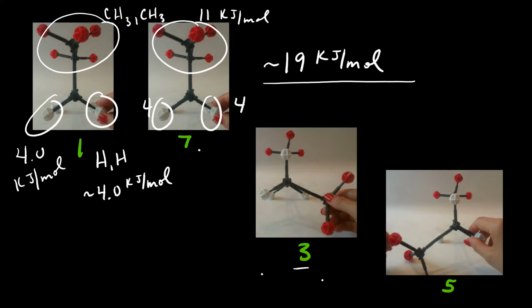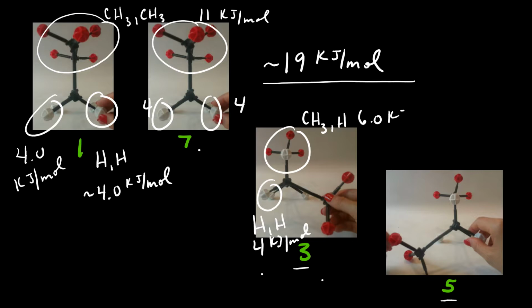Down here with structures 3 and 5, it's a little different. You have 1 HH eclipsing, that's 4 kJ per mole. But then up here you have a CH3H eclipsing, and that one turns out to be 6 kilojoules per mole. So it's a little higher. You have another one here, another 6 kJ per mole. So this would be a 6 plus 6 plus 4, or a 12 plus 4. So this would be about a 16 kJ per mole cost.